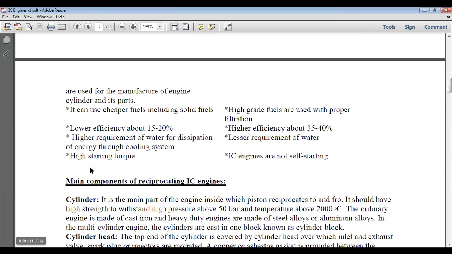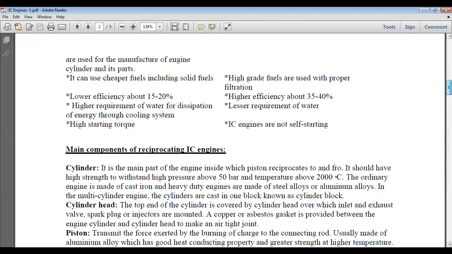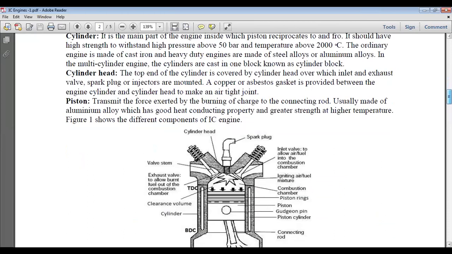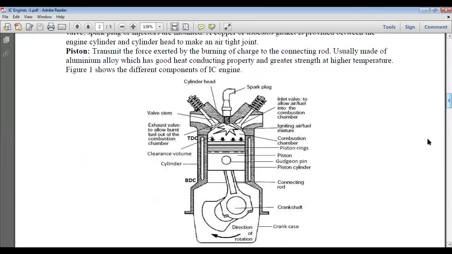Now the main components of reciprocating internal combustion engines, that we have already studied here. One is a cylinder, another is a cylinder head, then piston is there. Okay, you can see the different parts in this detailed diagram. These are the valve systems. Exhaust valve is there, intake valve, inlet valve is there, spark plug. So this is the cylinder head.